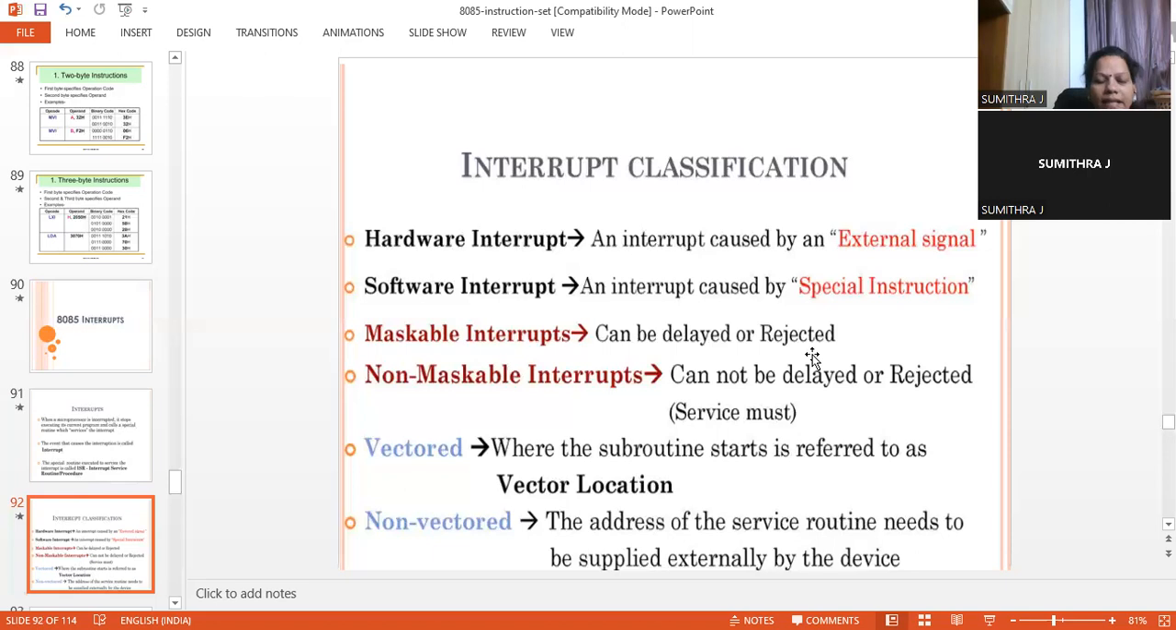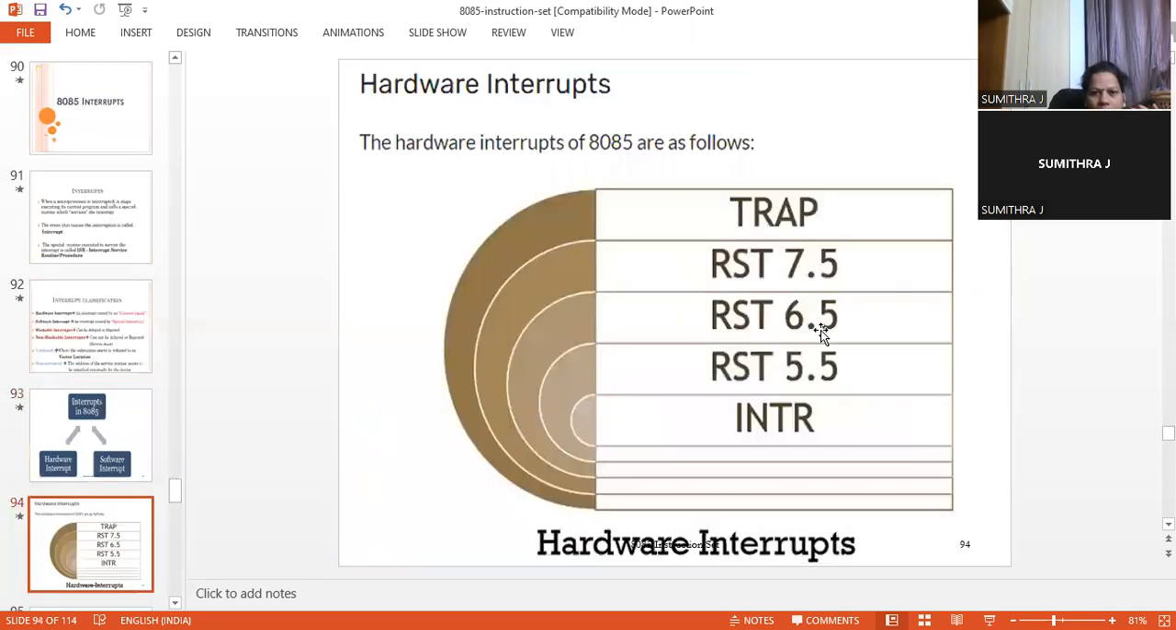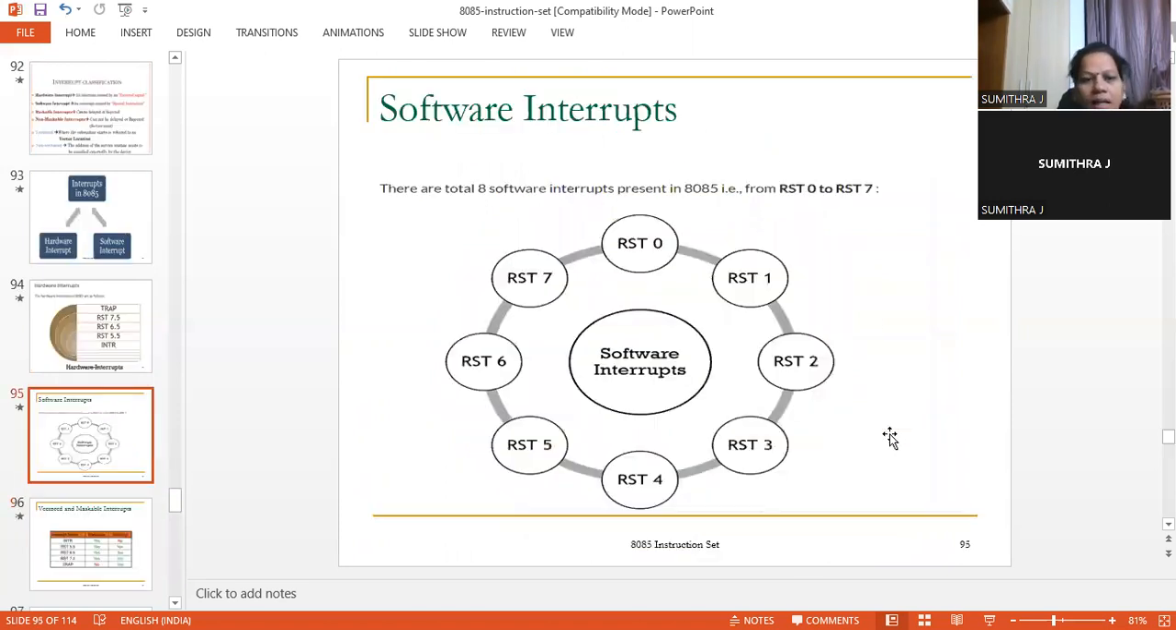So that's all about the explanation regarding the types. Let me explain about each and every type with an example. The 8085 is said to have a total of 5 different types of hardware interrupts, namely TRAP, RST 7.5, 6.5, 5.5, and INTR. Among the 5 hardware interrupts, the TRAP has the highest priority, followed by RST 7.5, 6.5, 5.5, and INTR. INTR has the least priority among the hardware interrupts.